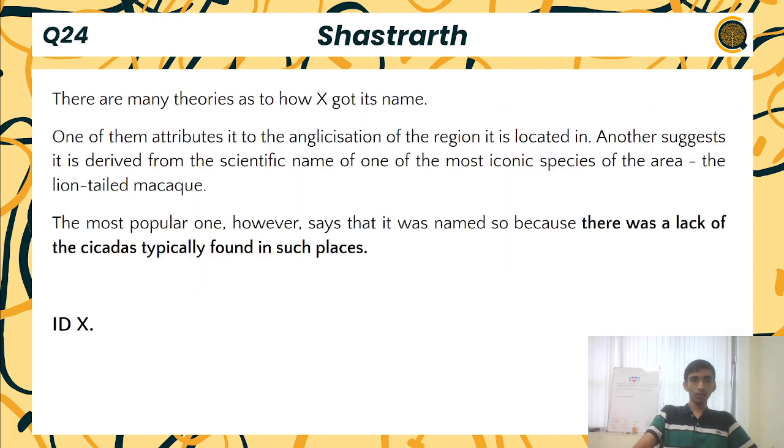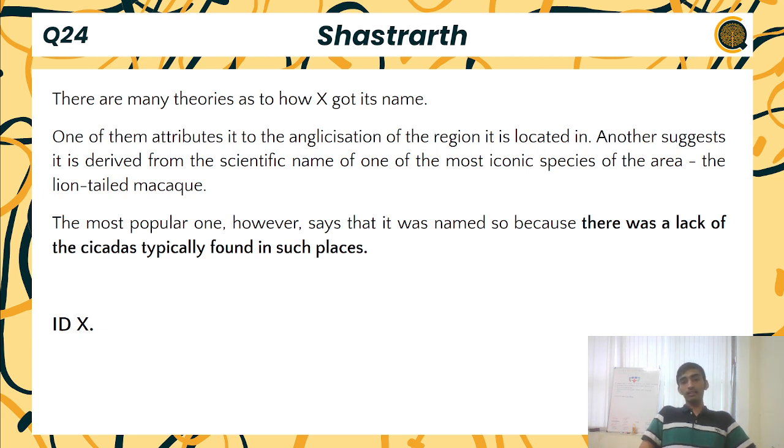Moving on. Question number 24. So there are many theories as to how X got its name. One of them attributes it to the anglicization of the region it is located in. Another suggests it is derived from the scientific name of one of the most iconic species of the area, the lion-tailed macaque. The most popular one, however, says that it was named so because there was a lack of the cicadas typically found in such places.